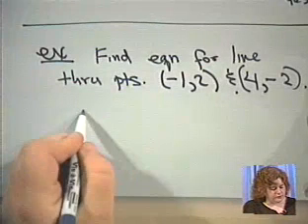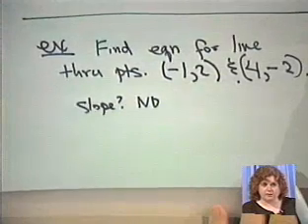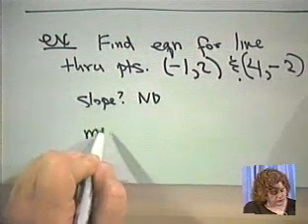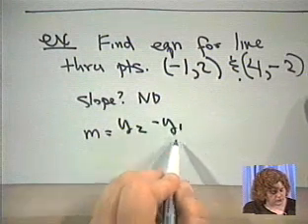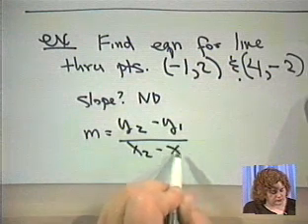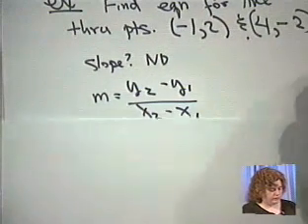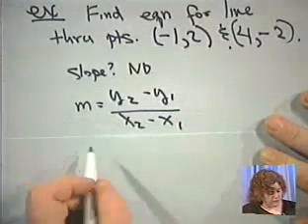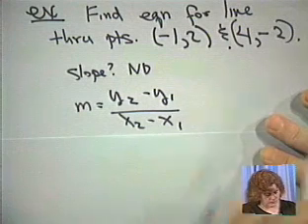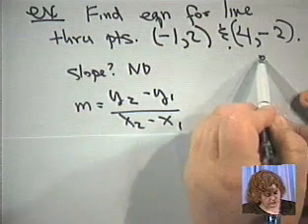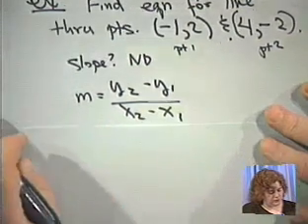Well, are we given information directly about the slope? Answer, no. So we're going to have to calculate the slope. The slope is change in y, or the rise, y2 minus y1, over x2 minus x1. Pick a point, any point, call it point 1, and call the other one point 2. So I will just let this be point 2, and this be point 1 for no particular reason.